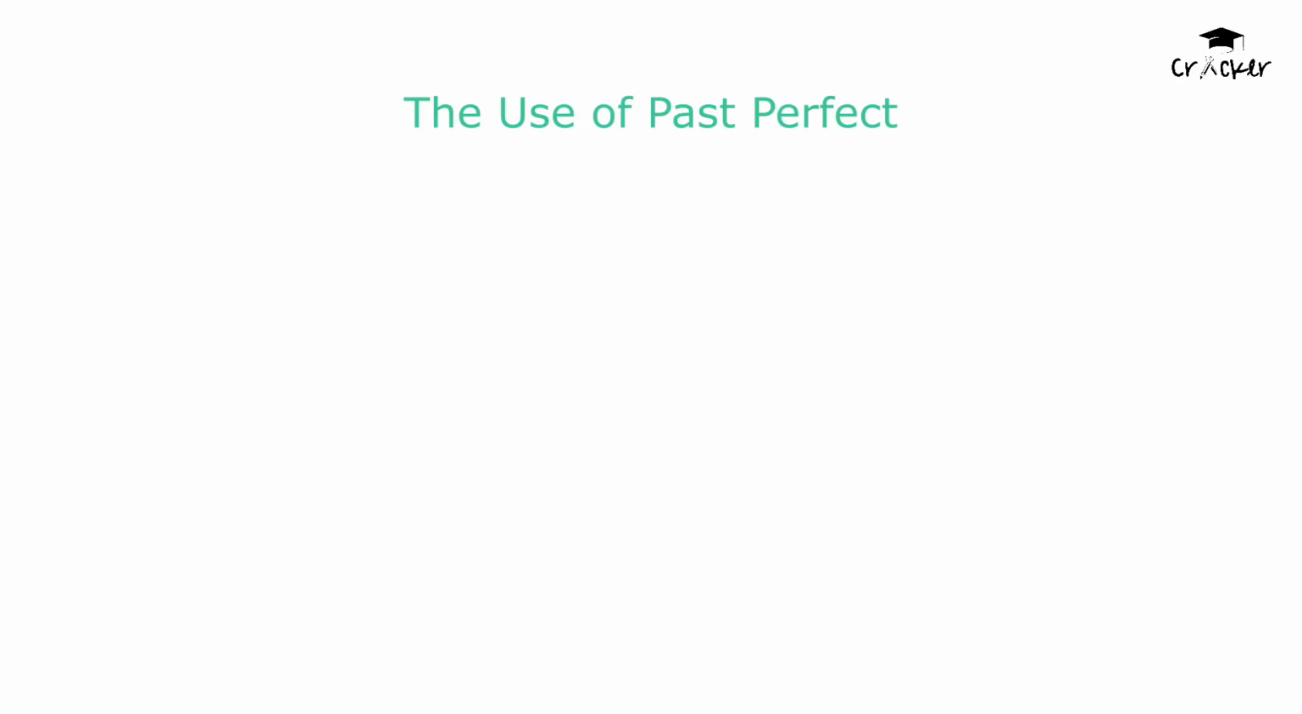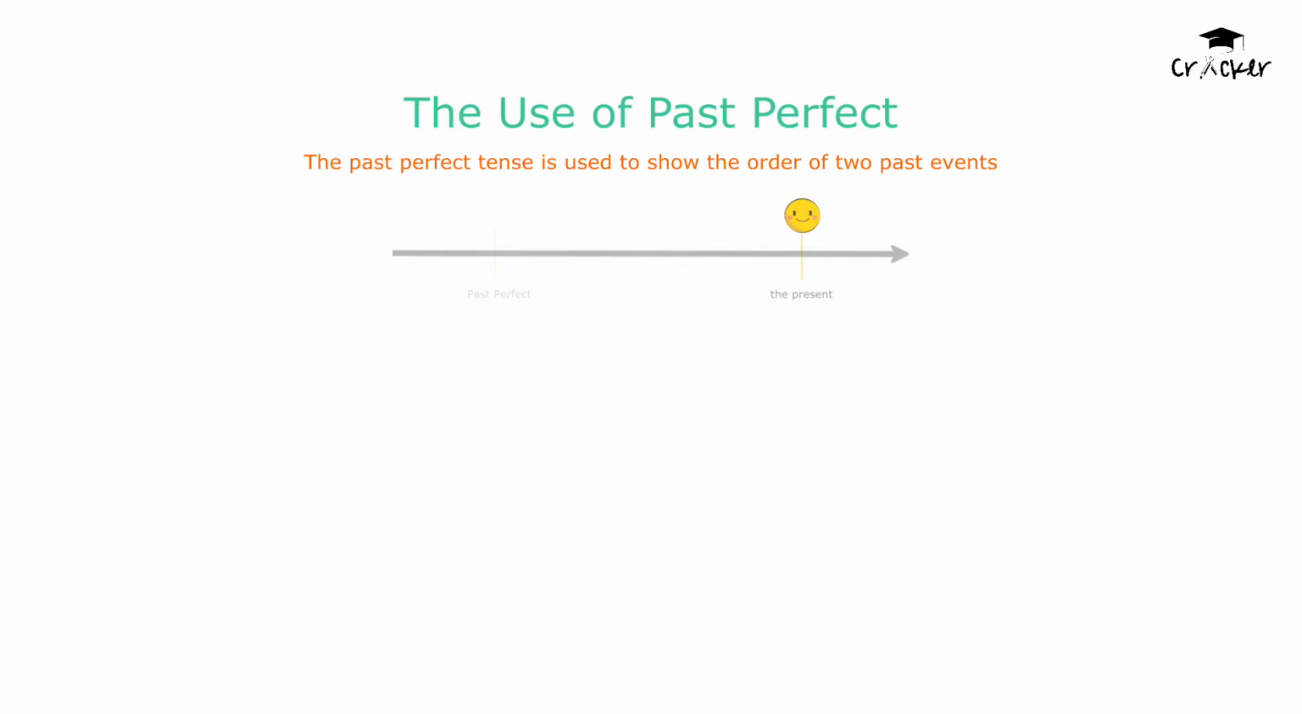Today we're going to dive into the past perfect tense in English. Let's get started. So what is the past perfect tense? We use the past perfect to show the order of two past events. The past perfect shows the earlier action and the past simple shows the later action. For example, when the police arrived, the thief had escaped. Here, had escaped is the past perfect tense, showing that the thief escaped before the police arrived.